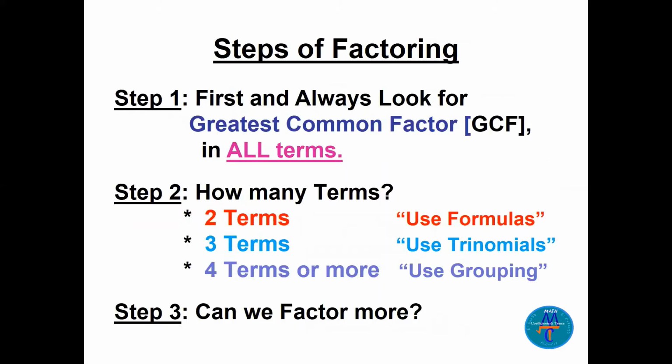Now the steps in factoring. The first step, always, is to look for the greatest common factor in all terms, if there is any. After we take the common factor, which is easy, we see how many terms. With 2 terms, we can use the formulas; you have to check lecture number 10. With 3 terms, we are doing that now. With 4 terms or more, this is grouping. And then you check at the end: can we factor more? Because you have to factor the expression completely.